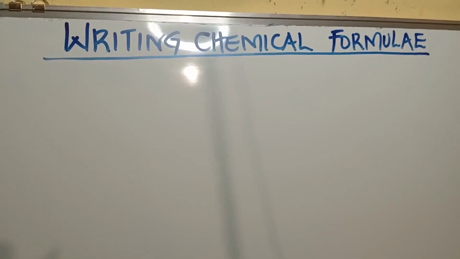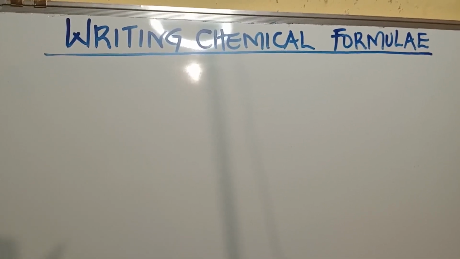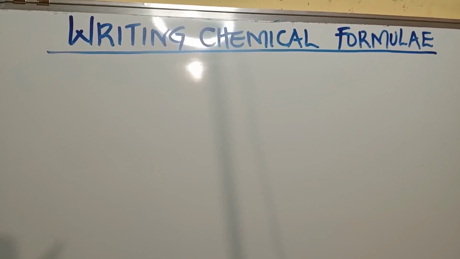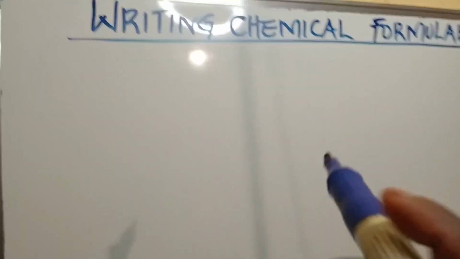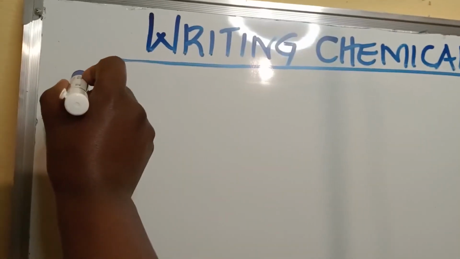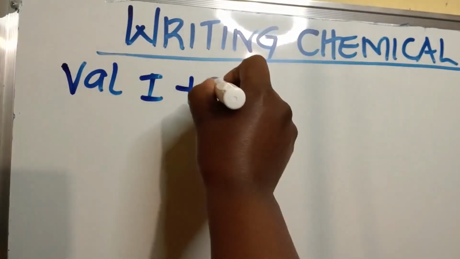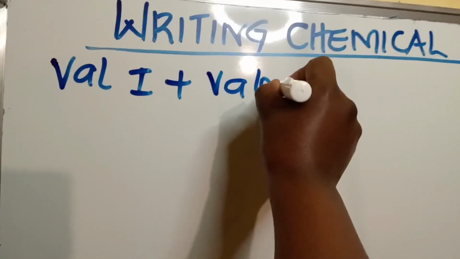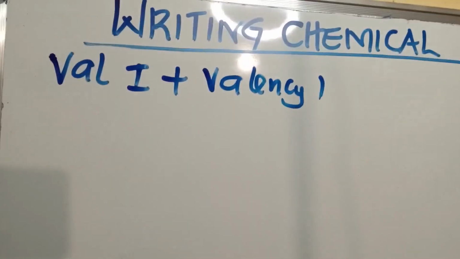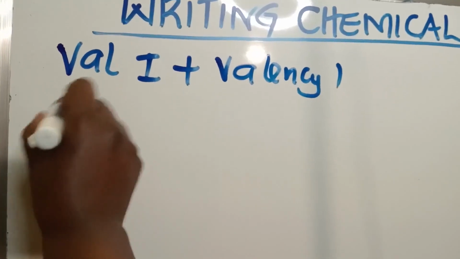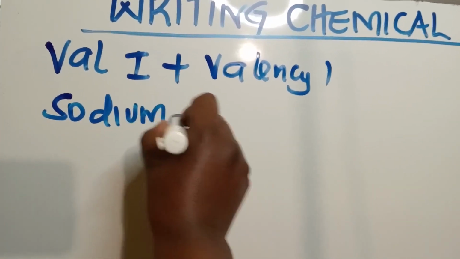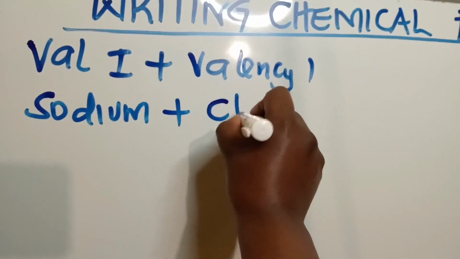Today I want us to go through the writing of chemical formulae, and we'll be involving different valences. So let us begin with an element with the valence 1 combining with another element with the valence 1 as well. So we have sodium combining with chlorine.